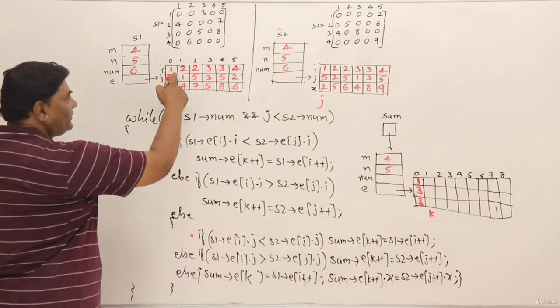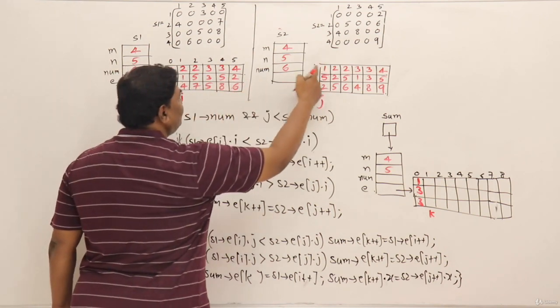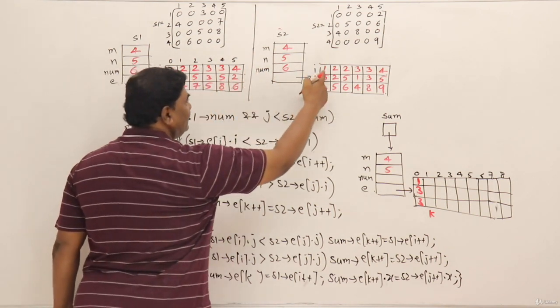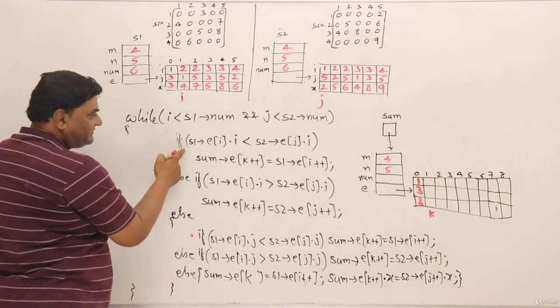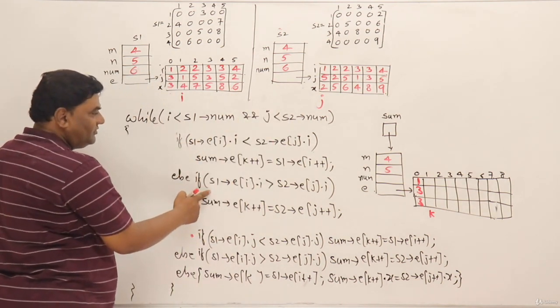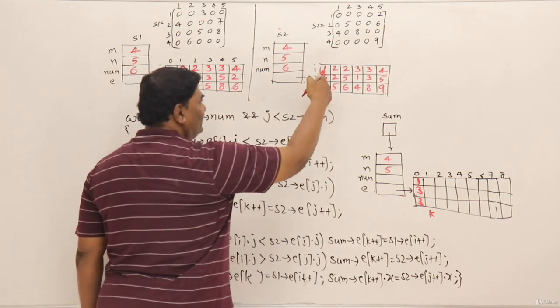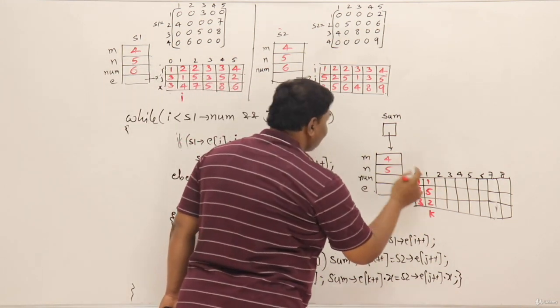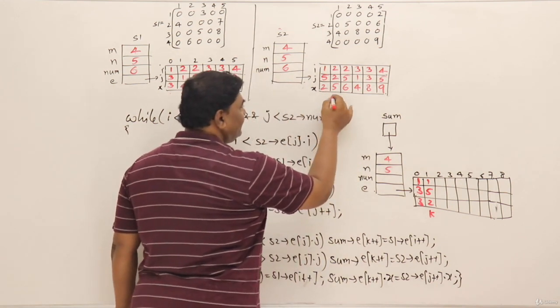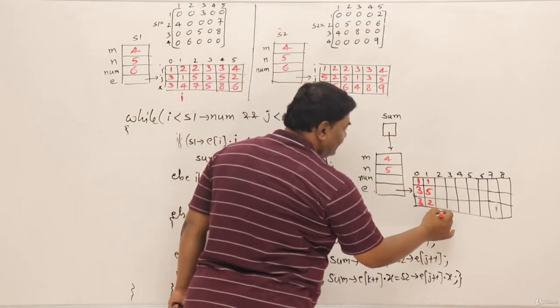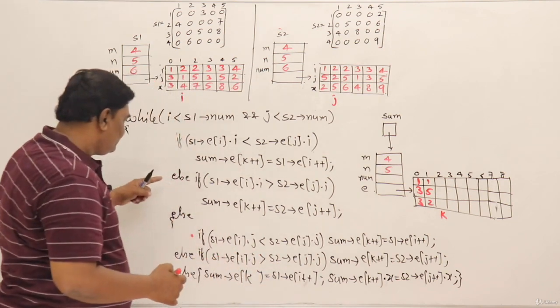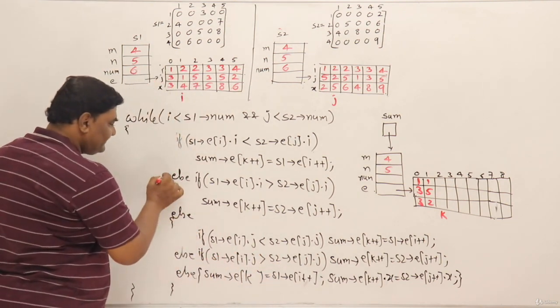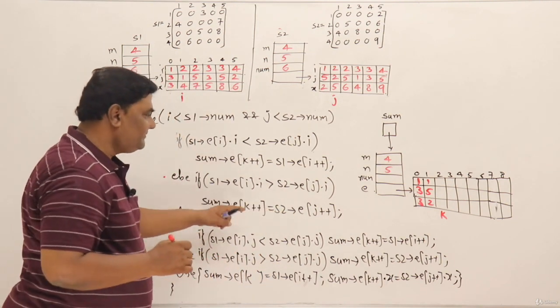Now in this case, row numbers are checked. This is 2, this is 1. So this is false, and this will be true. So this row number is smaller, so 1, 5, 2 is copied. Then j is incremented and k is incremented. So this was true in this case, and the element from S2 is copied.